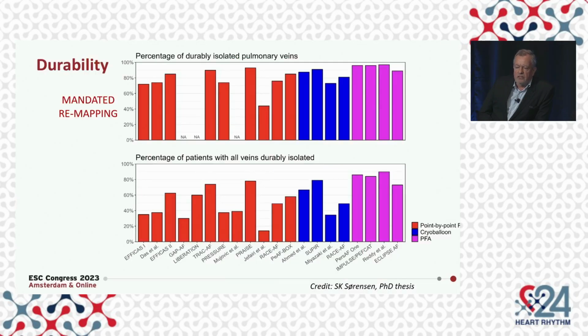However, if you look at the studies with mandatory remap procedures, I think there is a clear signal that PFA procedures provide better PVI durability, shown in the purple bars, than cryoablation and radiofrequency in the red bars, regardless of whether it's by number of isolated pulmonary veins or on a per patient basis. And I think this is very important. Every new device, every new pulse design out there should be held up to the standard of proving lesion durability.